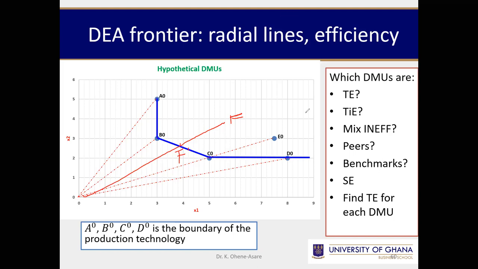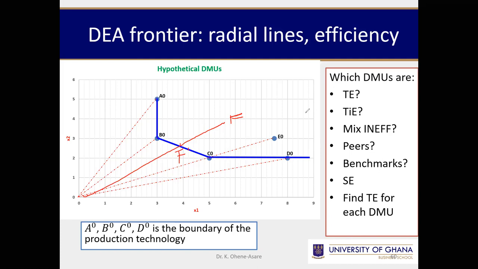DMU F is technically inefficient. Mm-hmm. What about in terms of mix? Sylvia: It is also mixed inefficient.